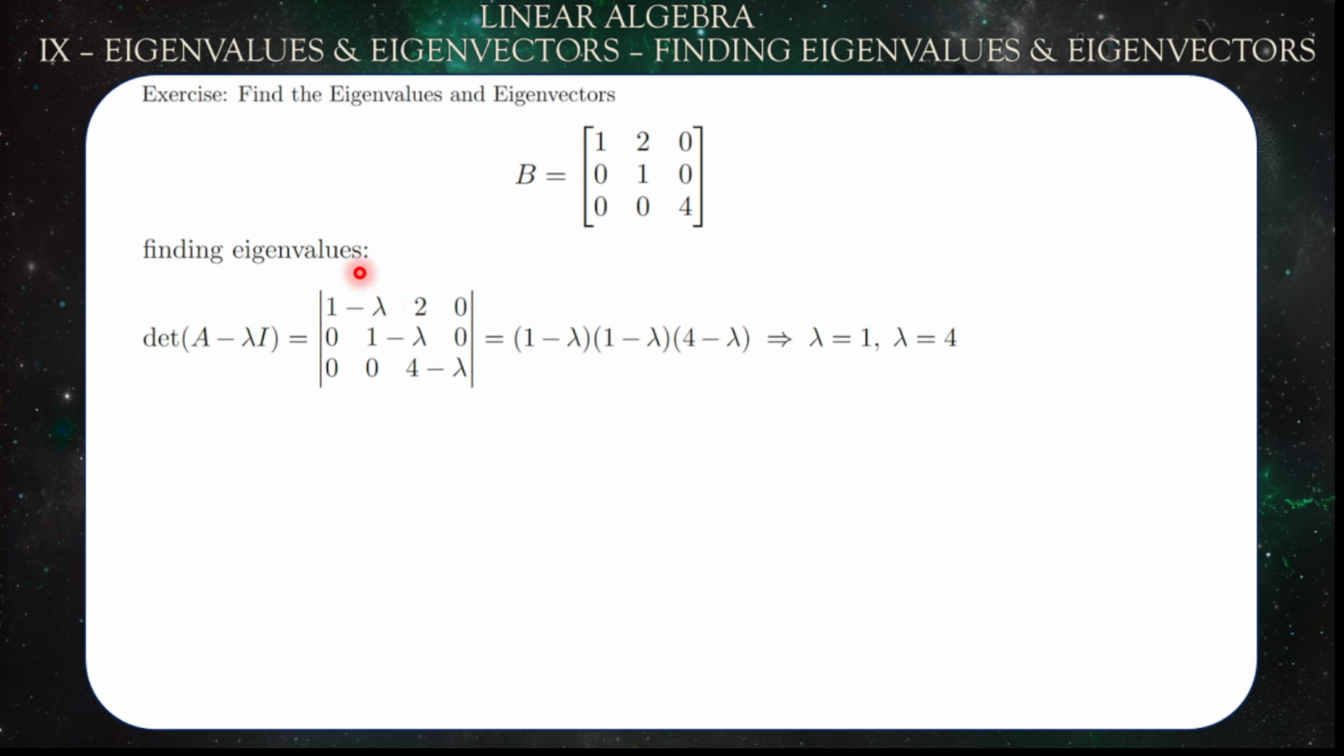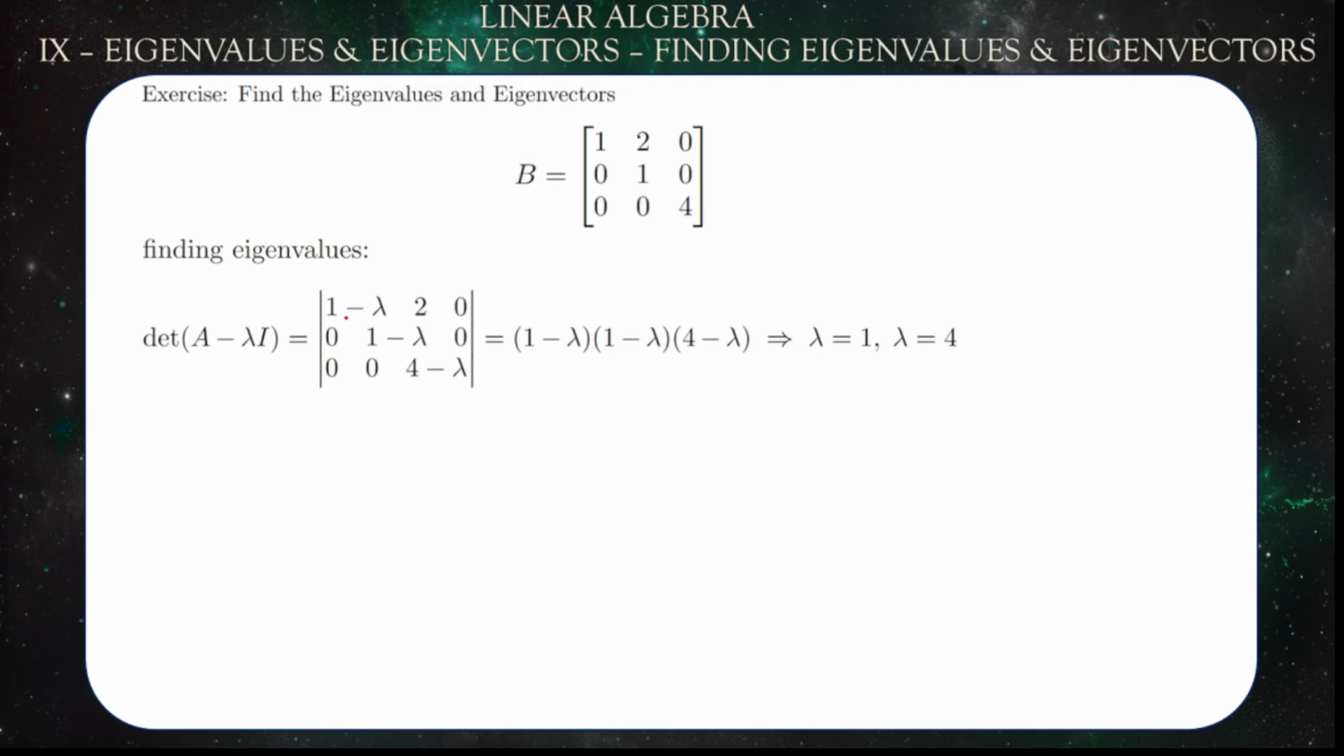Finding eigenvalues means solving the determinant of A minus lambda I. Here, instead of A, you place B, as simple as that. It's still the same formula. For all the diagonal elements, you subtract lambda from them, so you get 1 minus lambda, 1 minus lambda, and 4 minus lambda, and all the other elements within the matrix remain the same. So let's evaluate the determinant.